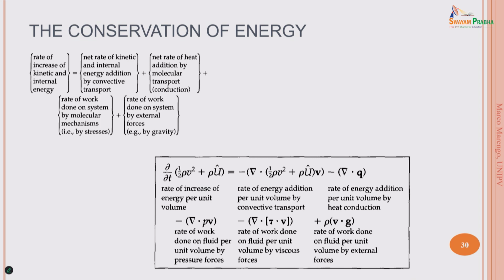Imagine now Q is a vector. Q is a vector, it's going in one direction. So the heat flux has directions, has components. Then we have the rate of work done on the fluid.